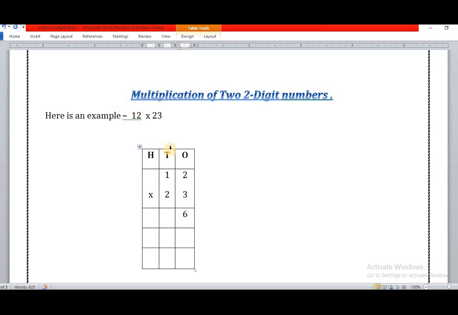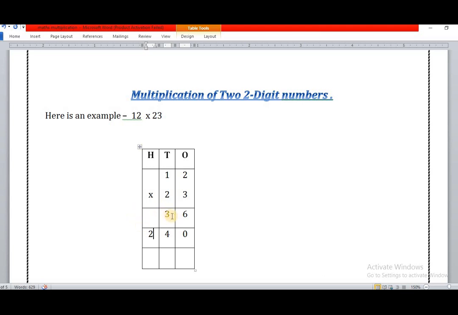Now you have to multiply the number in tens place by 3. 3 ones are 3. Here you have to put 0. And again I am multiplying the number by 2 in ones place. 2 twos are 4. Here I have written 4. And here I am multiplying the number in tens place by 2. 2 ones are 2.